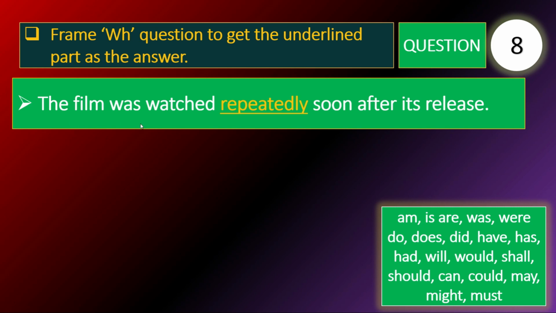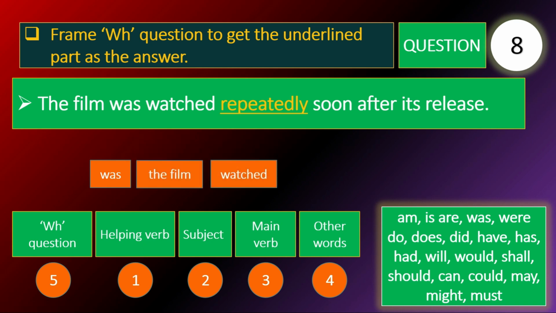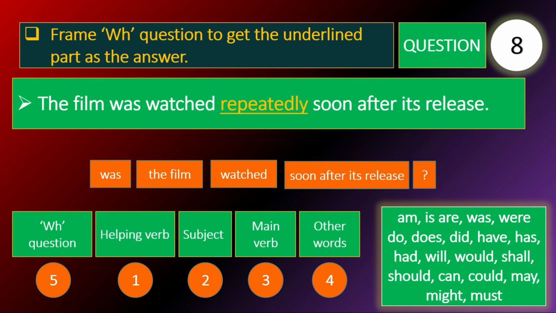Now the film was watched, that is the action, and how did it happen? The manner in which it happened, repeatedly. So we have to use the question word how. But look at this structure again. We need helping verb, but we have the helping verb here because this is in passive form. You have the helping verb and the main verb. So you put helping verb was, and then you put the subject in the middle, and then watched. Was the film watched? Was the film watched? Soon after its release. Was the film watched soon after its release? This is yes or no question. Now you can put the WH word. How was the film watched soon after its release?